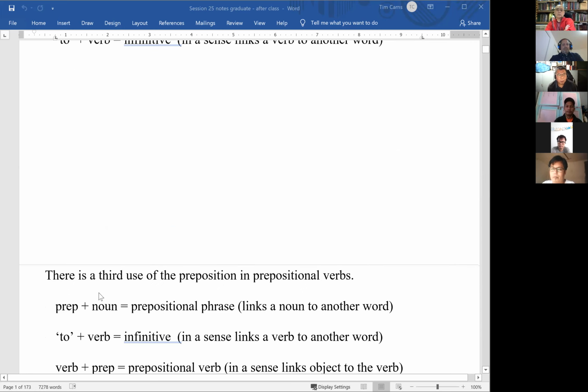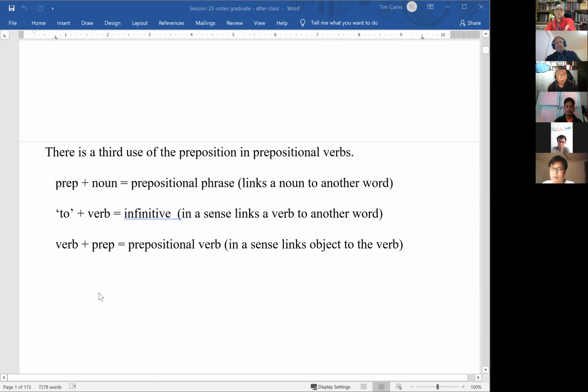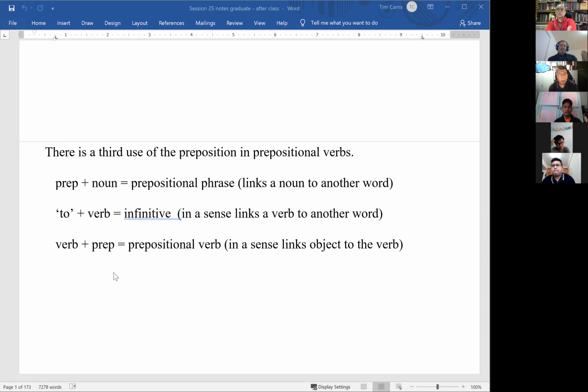And then there's a third use, and that is what is called a prepositional verb. This is a verb which is followed by a preposition that is connected to that verb. And in a sense, that preposition is linking the object that follows it to the verb. I'll go through several examples just to show you what I'm talking about. These are really the three ways that we see prepositions used in English, primarily in a prepositional phrase.